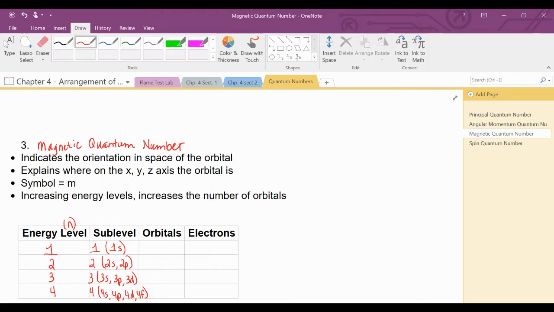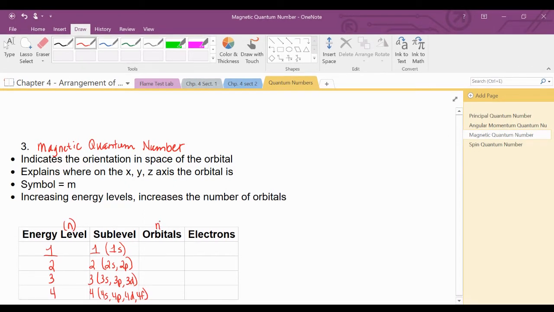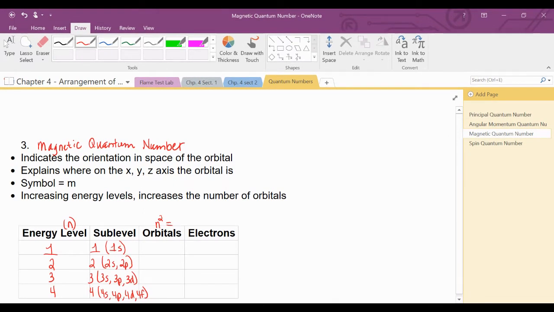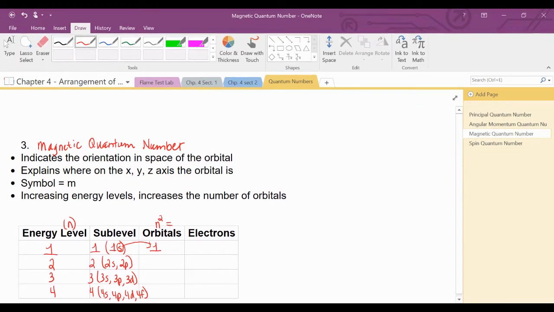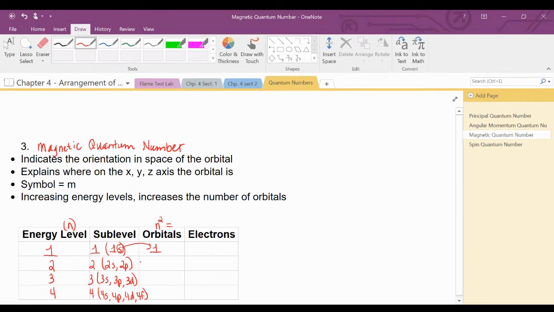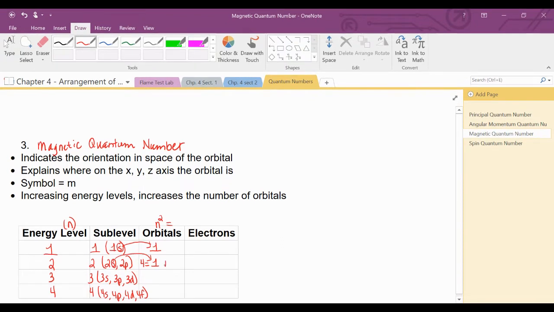All right. If I take the energy level and square it, this gives me the number of orbitals. So 1 squared is 1. And if we think back to our angular momentum quantum number, remember that s only has 1 orbital. If I take 2 squared, I get 4. So here's how we get that 4. We have the 1 orbital in 2s, and remember that p has 3, and so that's where the 4 comes from.